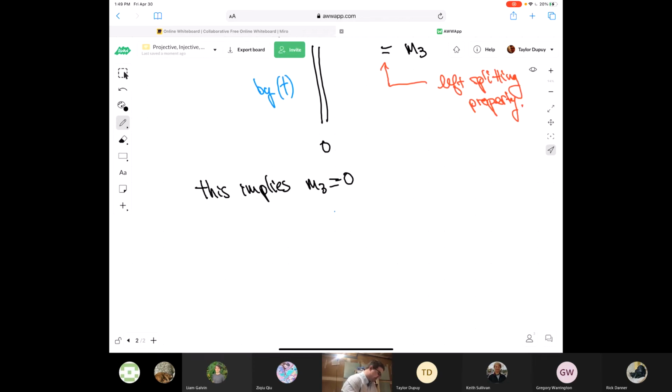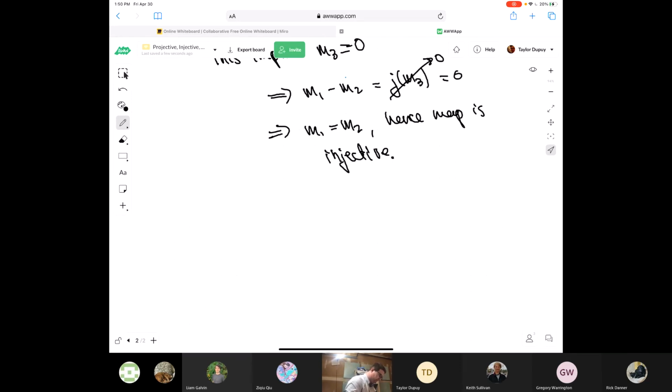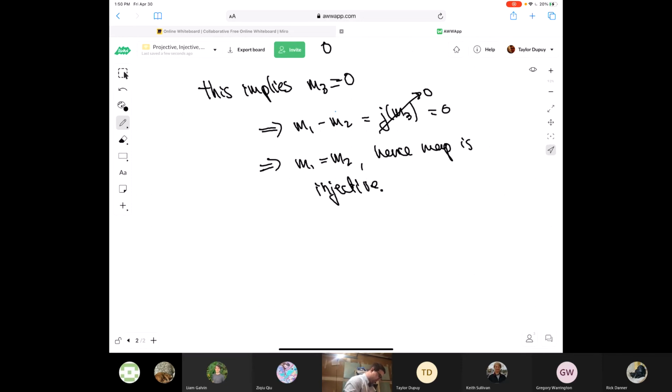And so this implies that M1 minus M2, which was J of M3, is 0. Okay, so M1 is equal to M2, and the map is injective. All right, so we proved that this map is injective. It remains to show that the map is surjective now. Okay, so let's do surjectivity.